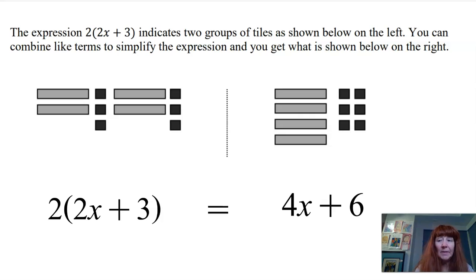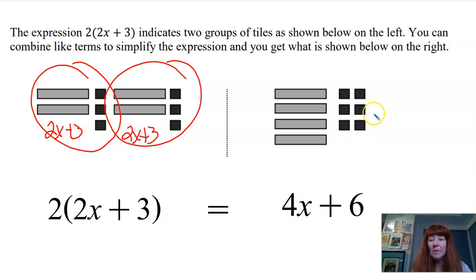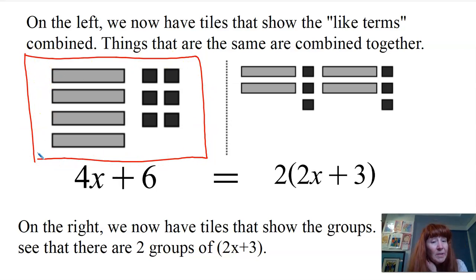So notice that this was 2 groups of 2x plus 3 because it's the 2x that I see here plus 3. So both of these groups have a 2x plus 3. And then when I group the x's together, it turns out I have 4x. And when I group the 1's together, I have 6. So the idea is, once you've got that picture in mind, today I'm going to be giving you a whole set of algebra tiles, and I'm saying now I have grouped the like terms together, and it's going to be your job to figure out how many equal groups you can make, right?